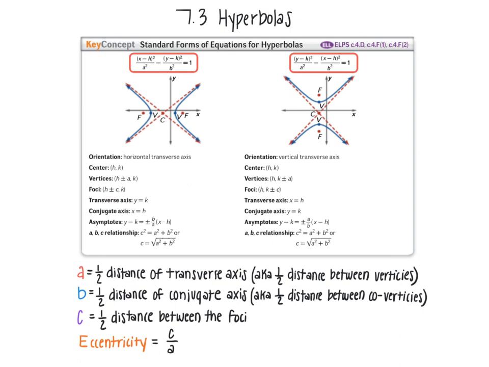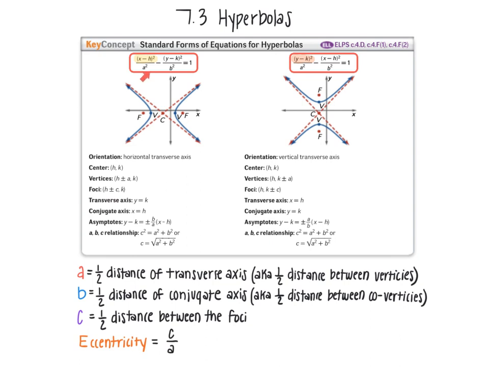You'll also notice that just like ellipses, there are two standard form equations for hyperbolas. The only difference between both of these equations is the order of x and y. If you take a look at the equation on the left, you'll see that x minus h squared comes first. But in the equation on the right-hand side, y minus k squared comes first. The reason for this difference depends entirely upon whether x or y is negative. Whichever one of the variables is negative is always going to come second.